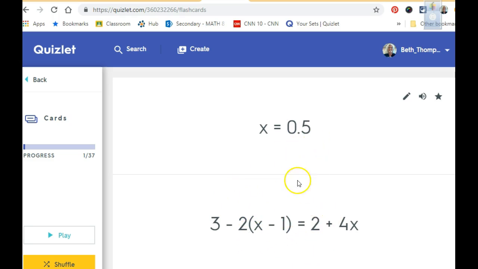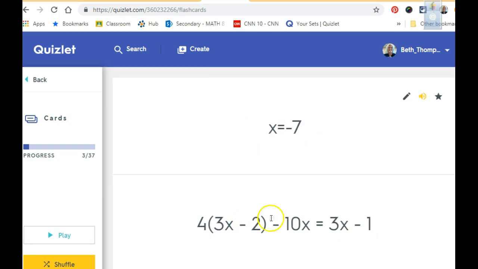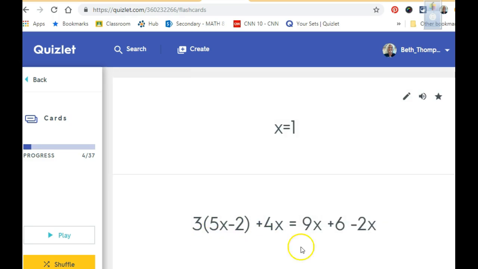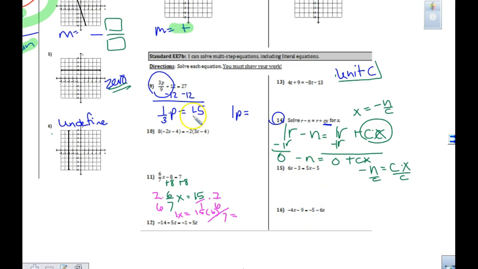So we need to get this answer, but if you're doing this Quizlet, I do it on a piece of paper, right? X equals minus 7/3. 2x + 1 equals 4. X equals minus 7. 4 - 10x equals 1. 3 + 4x equals 9x + 6 - 2x.